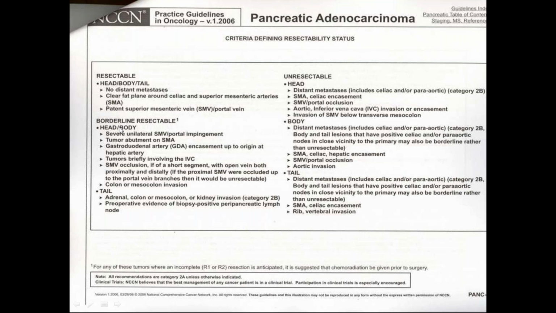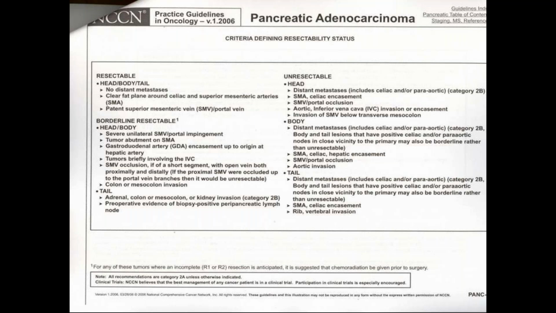Borderline resectability is in head and body with severe unilateral SMV or portal impingement, tumor abutment on SMA, gastroduodenal artery encasement up to origin at hepatic artery, tumors briefly involving the IVC, SMV occlusion if of a short segment with open vein both proximally and distally. Next is colon or mesocolon invasion. In tail, adrenal, colon or mesocolon or kidney invasion. Preoperative evidence of biopsy positive peripancreatic lymph nodes. These all come under borderline resectable.